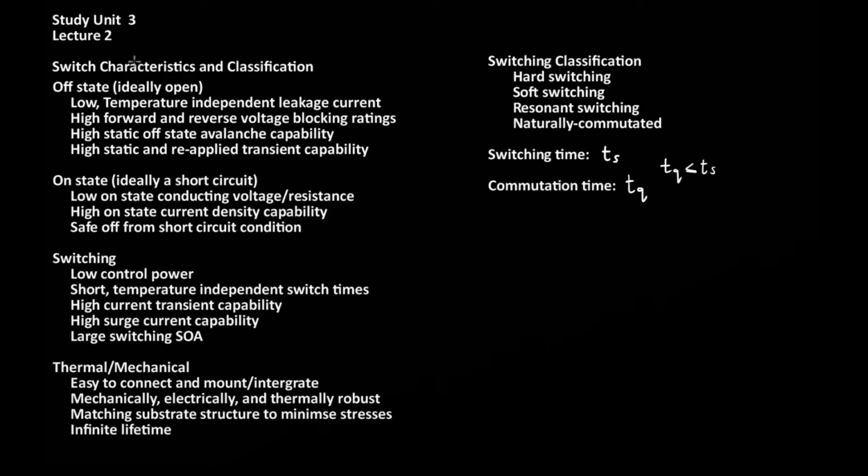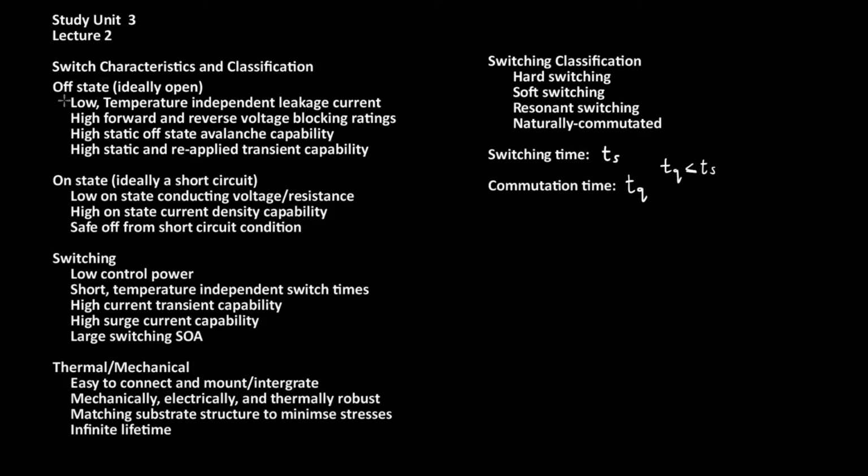So for switch characteristics, there are four categories where the ideal switch is preferred to operate. These categories are when the switch is off, so the off state, the switch would ideally be open. In the on state, the switch would ideally be a short circuit. During switching, the switch will switch as fast as possible. And finally, the thermal and mechanical characteristics of the switch must be such that the switch is very well suited for longevity in any design.